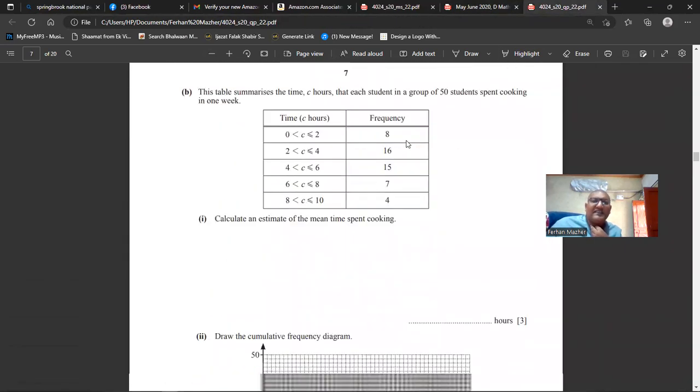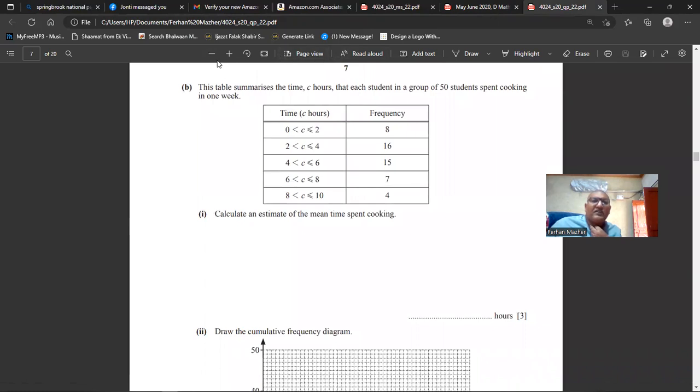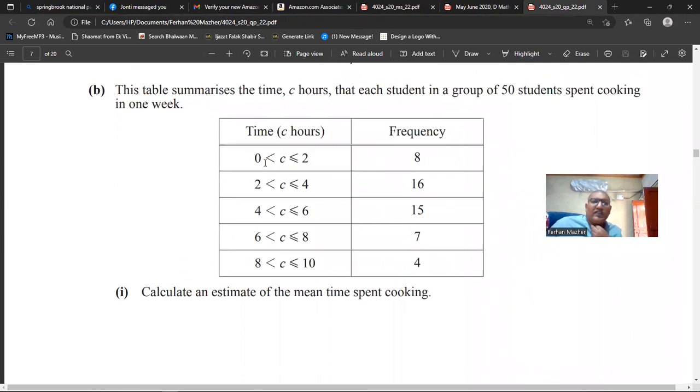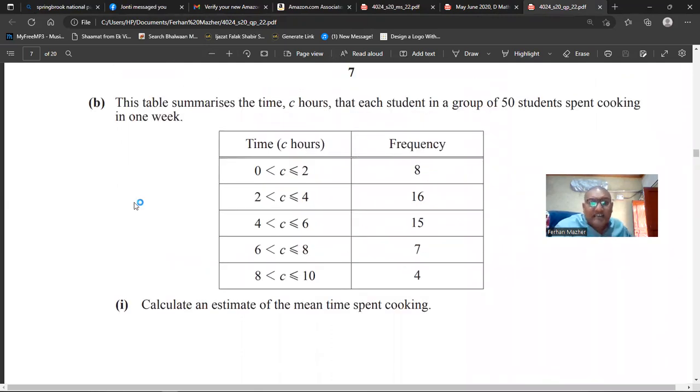The next part is a different question now. The question is, the table summarizes the time in hours that each student in a group of 50 students spent cooking in 1 week. From 0 to 2 hours, 8 frequency; 2 to 4 hours, 16 frequency; 4 to 6 hours, 15 frequency; 6 to 8 hours, 7 frequency; 8 to 10 hours, 4 frequency. He says calculate an estimate of the mean time spent cooking.